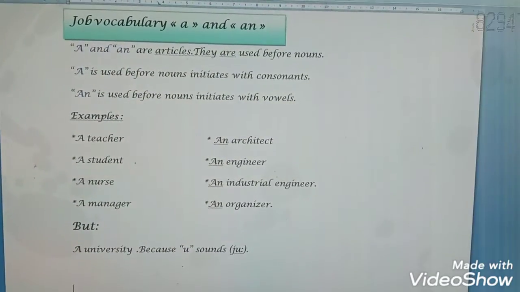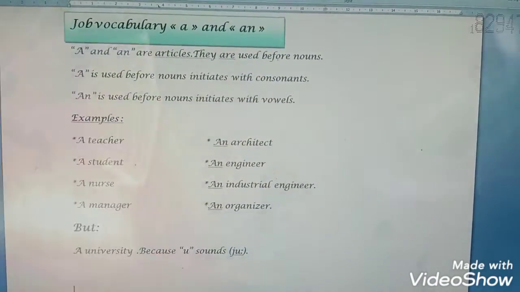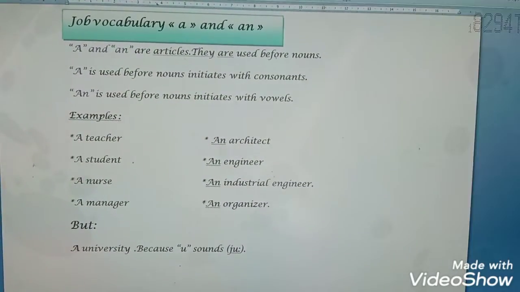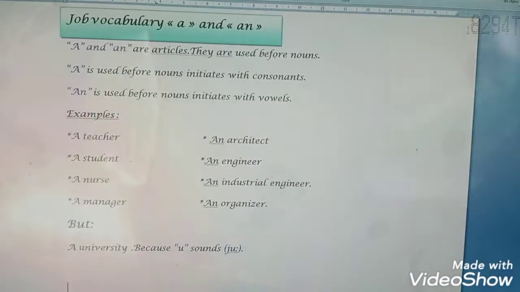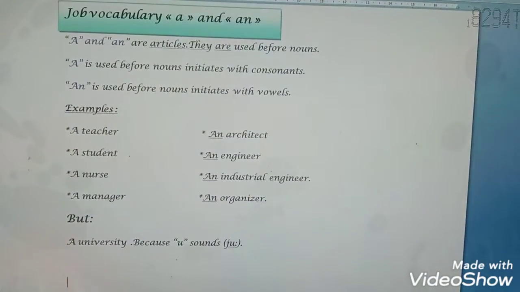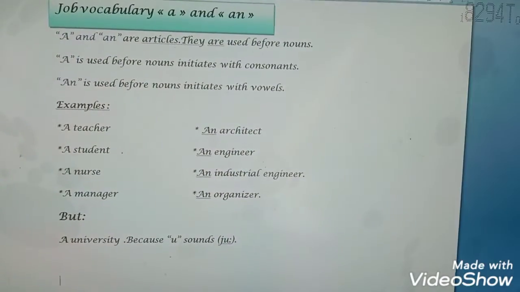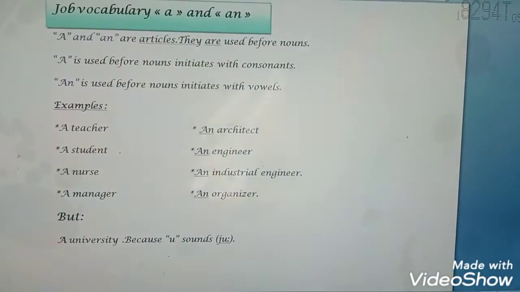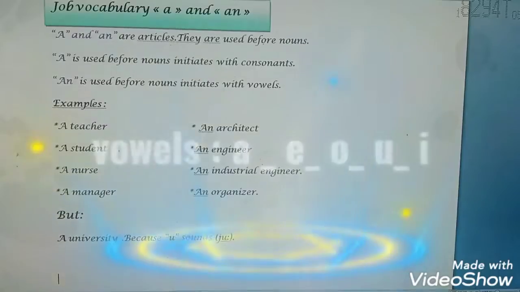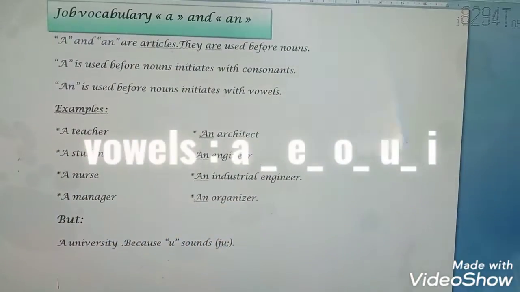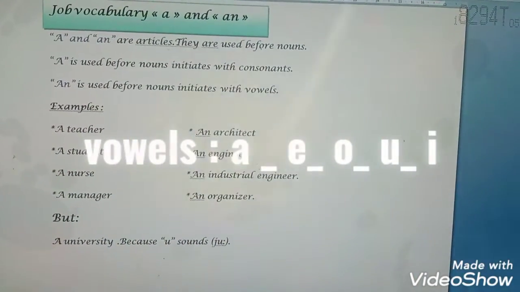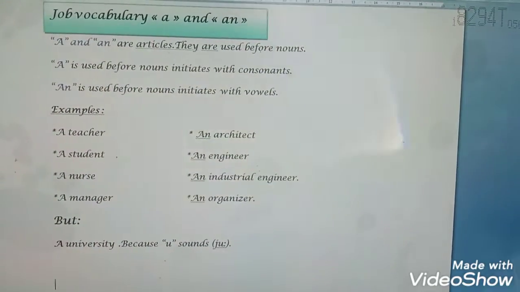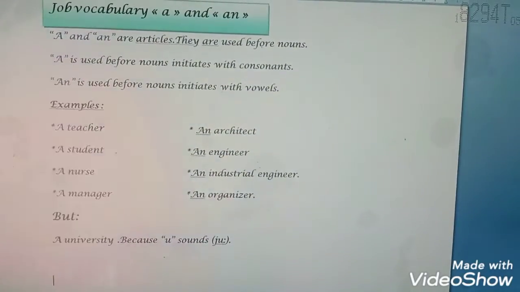And AN is used before nouns that begin with vowels. For example, AN is used before a noun that begins with a vowel. Here what we will memorize is AN, which is the minority case, and we generalize A for the rest. So how many vowels do we have? We have A, I, E, O, and U. So before all these vowels I use AN. And the rest I use A.